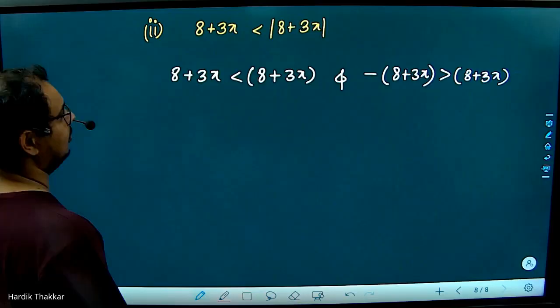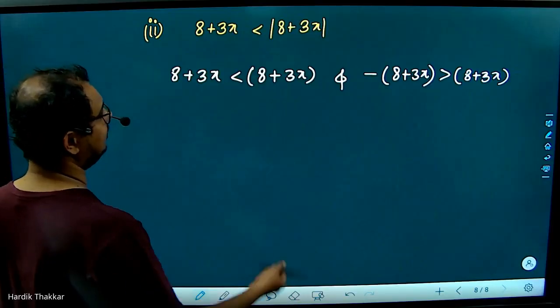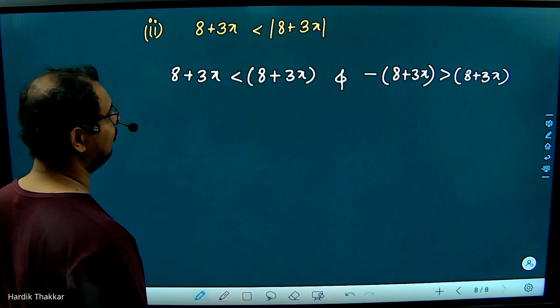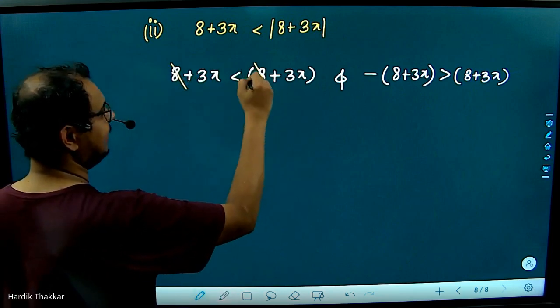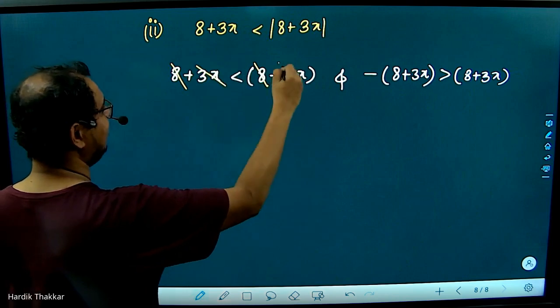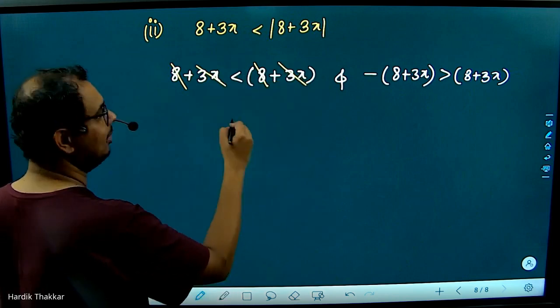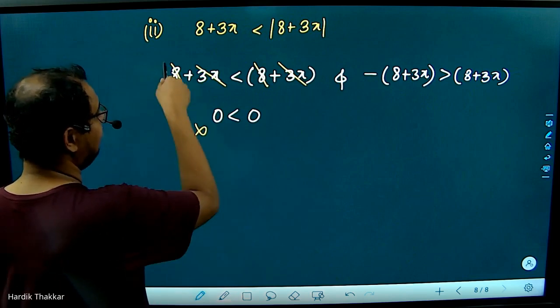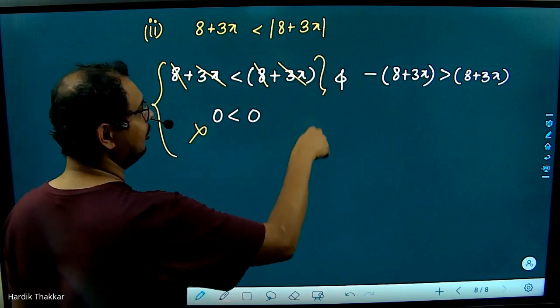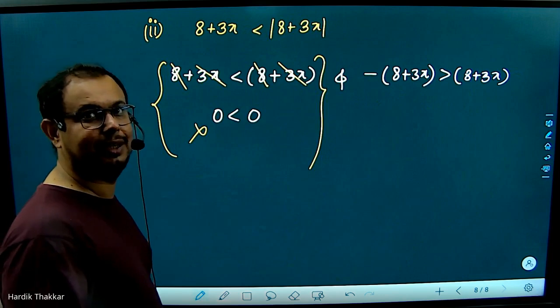Yes, sir. Okay. So this situation will not be true. Why will it not be true? Because further when we solve this, 8 and 8 get cancelled out, 3x and 3x get cancelled out, and you will get 0 greater than 0, which is not true. So we will not consider this situation. Only this situation will be considered. Okay.